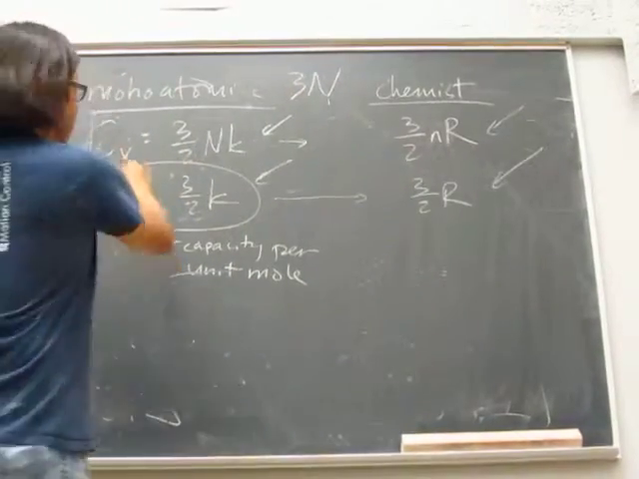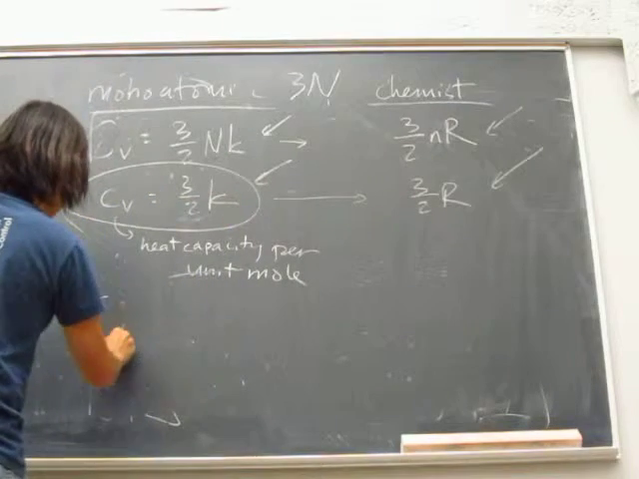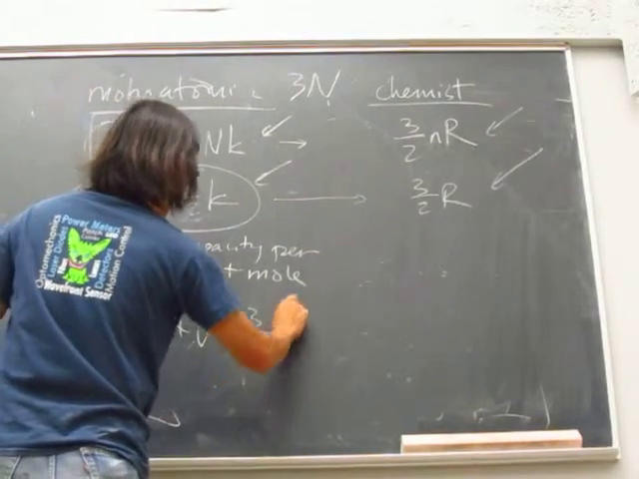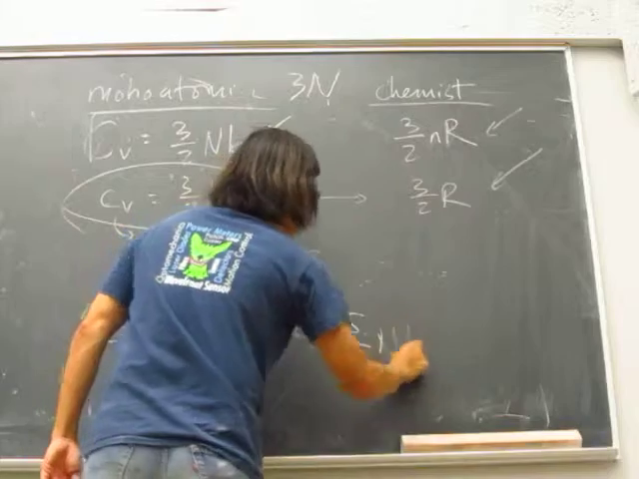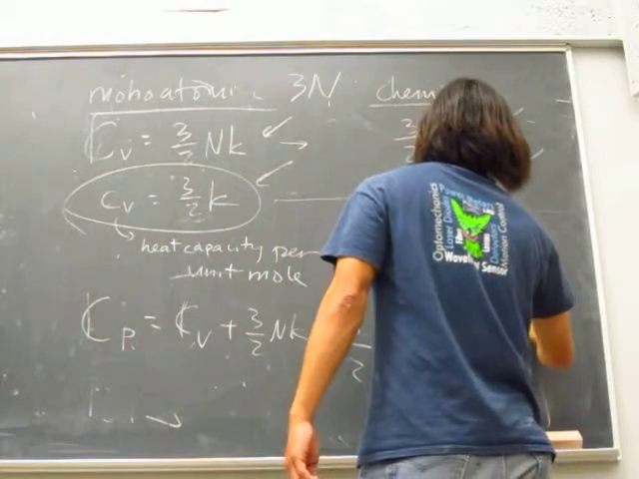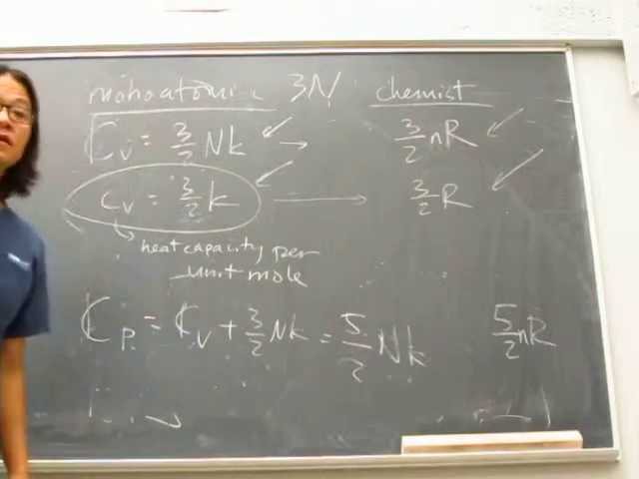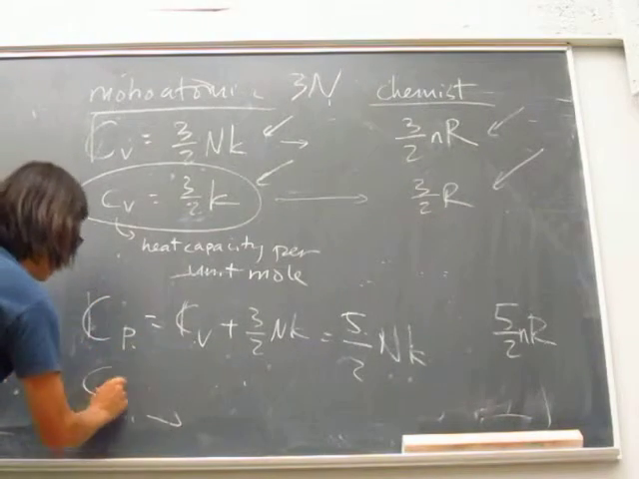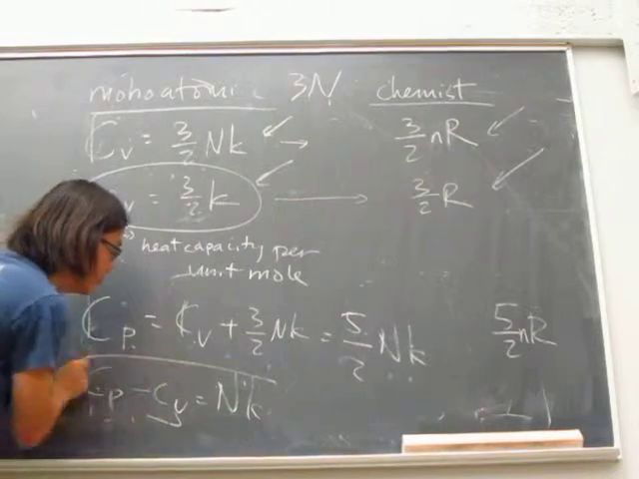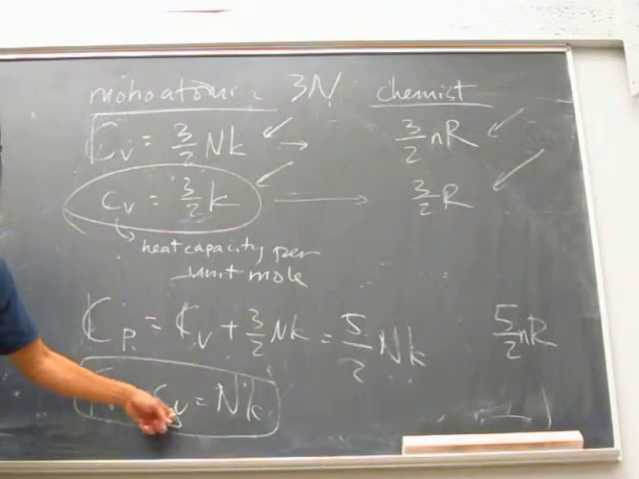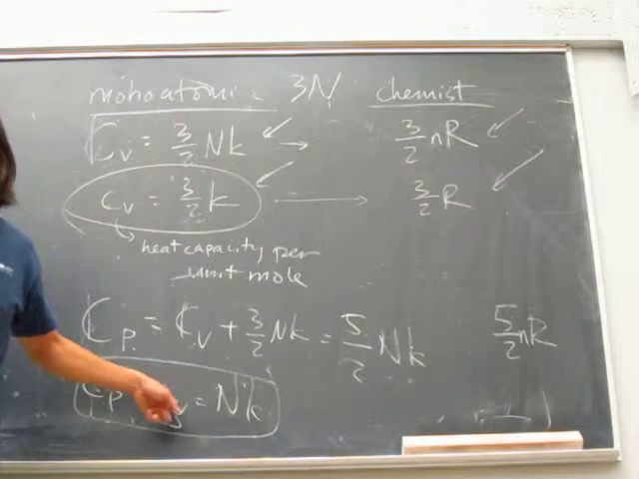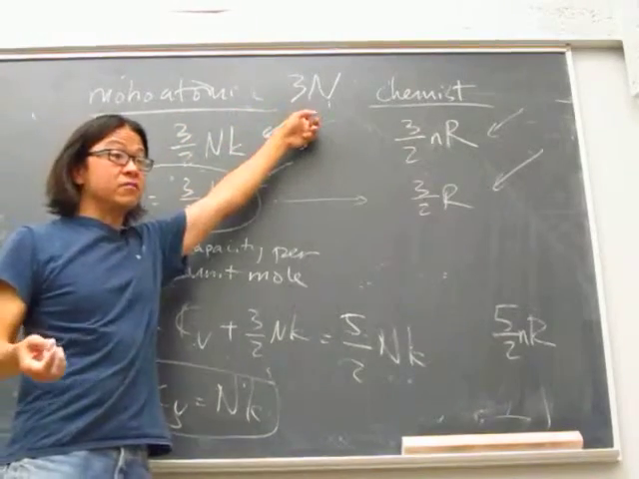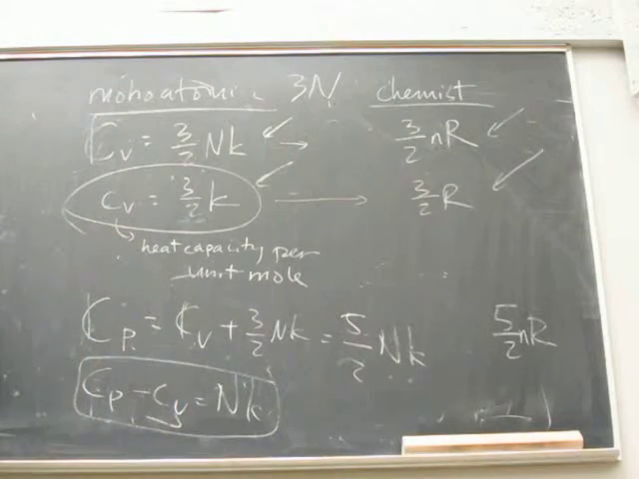Just to complete this for now. So take Cv, then Cp is Cv plus Nk, it becomes 5/2 Nk. With the chemistry units, it's just 5/2 R. So this statement that Cp minus Cv is Nk is always true for ideal gas. Now the question is finding Cv, and Cv depends on the degrees of freedom. For monatomic it's always 3 per particle. But for diatomic, they always give it to you as 5.